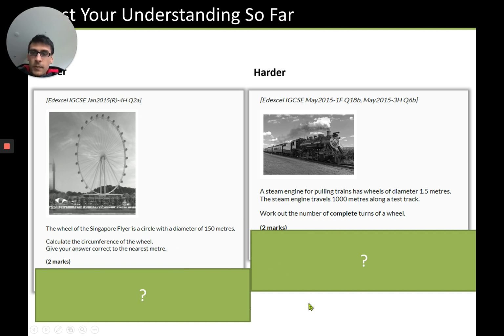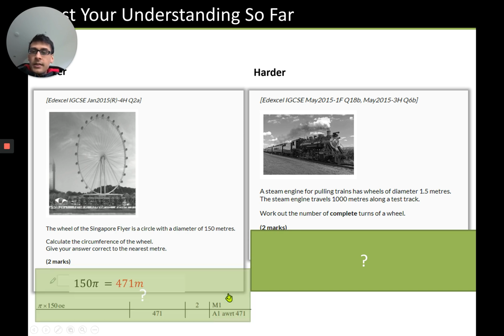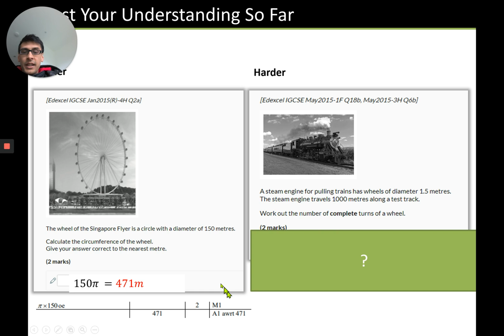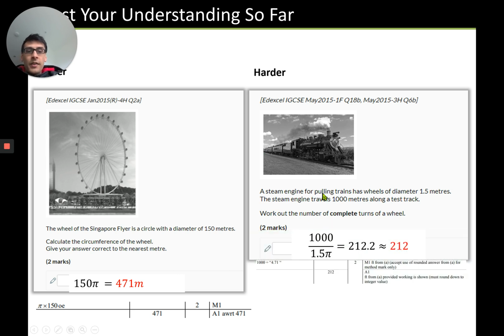Okay, so for question 1, you do 150 pi because the diameter is 150, so the circumference will be 471 meters. And then for the slightly harder question, you have to do 1000 divided by 1.5 pi to figure out how many rotations. Now 212.2 means that the number of full rotations, or the number of full circumferences that you can fit, is rounded down to 212.